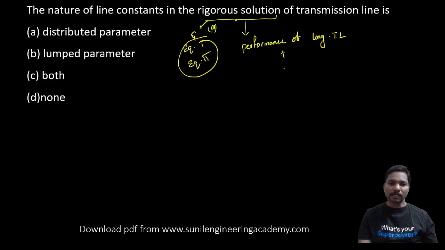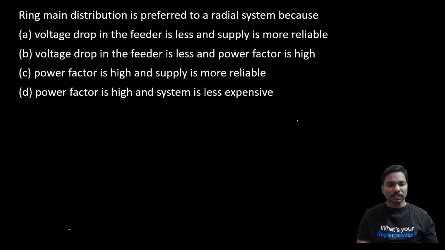In case of long transmission lines, we always go with distributed parameters. I have already given that. So distributed parameters, the answer is option A. Okay, and coming to the ring main systems.